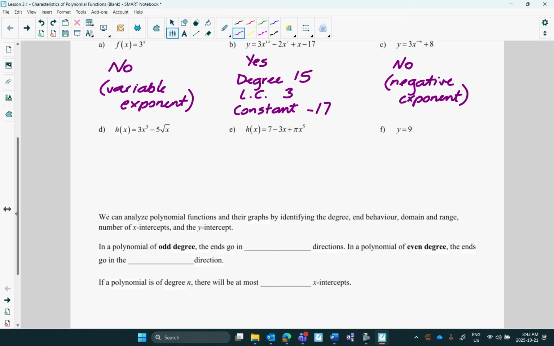Do you remember how to write square roots as exponents? If I take the square root of something, we learned this in grade 10. I know that's a while ago. It's the same as raising it to the 1/2.